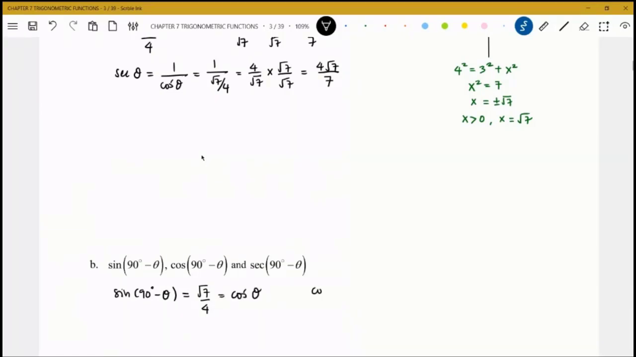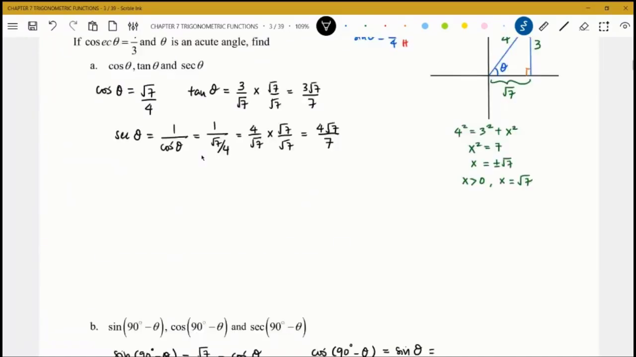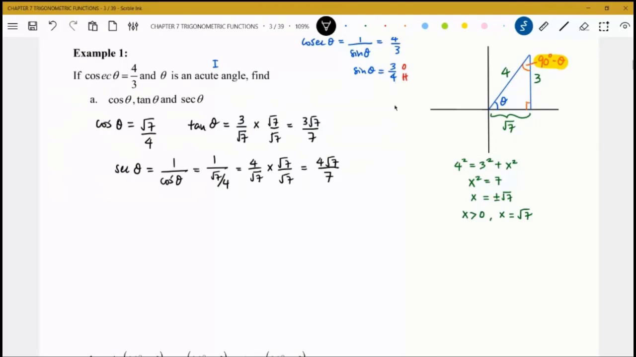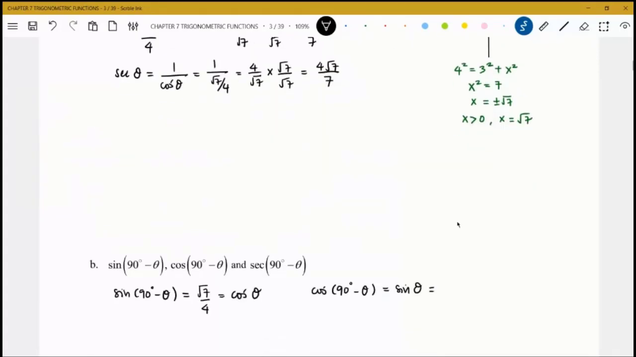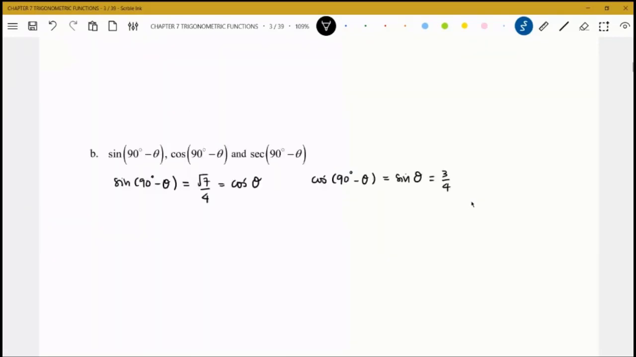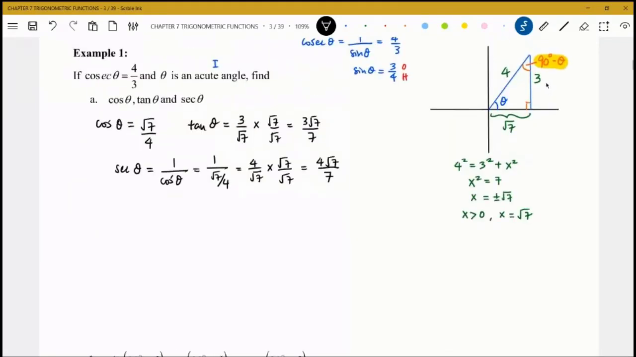Okay, so cos 90 minus theta is the same thing as sin theta. So sin theta kita dah ada daripada yang ini, which is 3 over 4. So directly dia adalah 3 over 4. So kalau nak double check pun boleh, cos 90 minus theta adalah adjacent 3, hypotenuse adalah 4. So directly dia adalah 3 over 4.